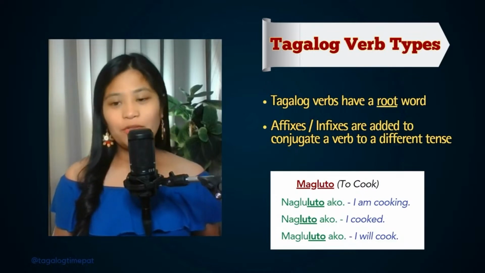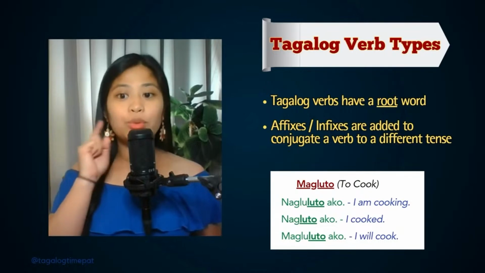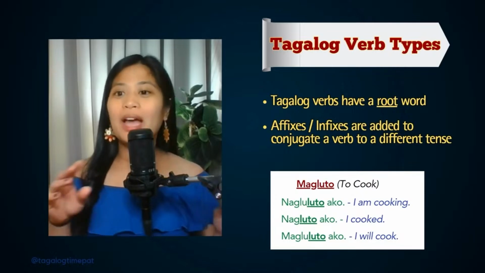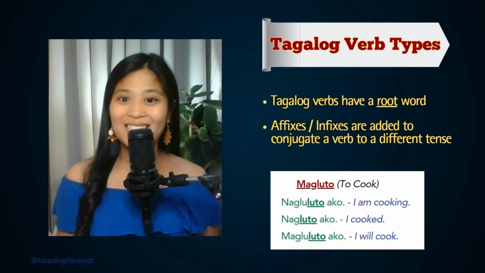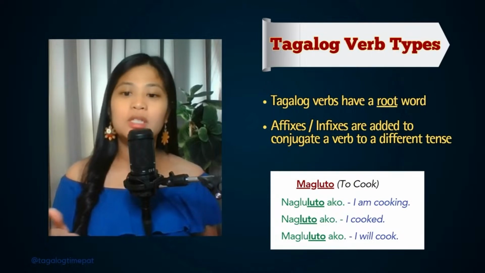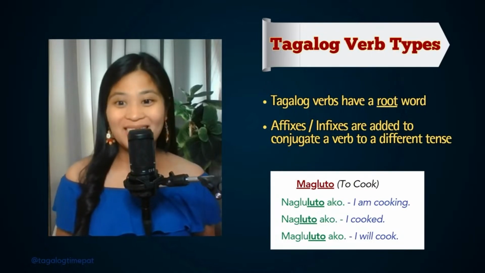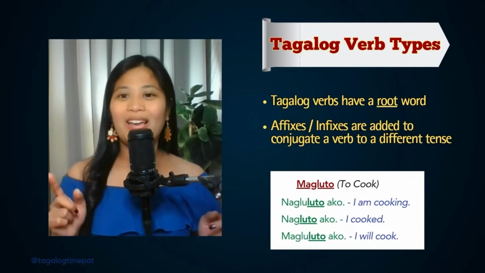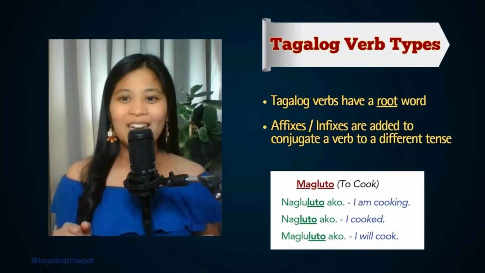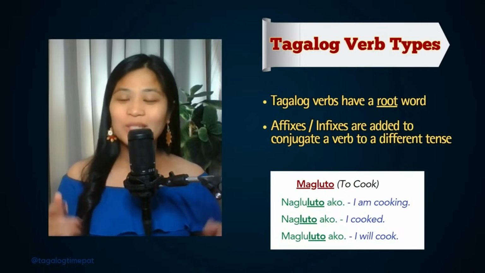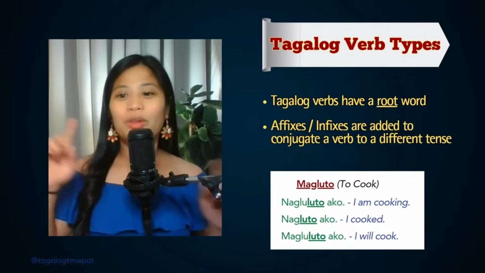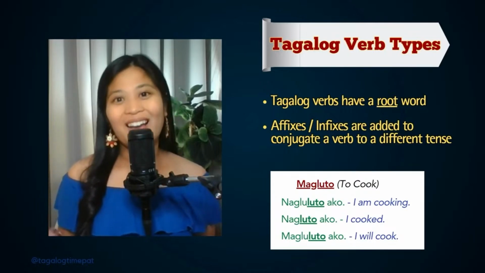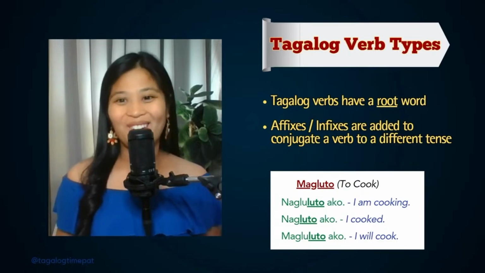And what I want you to get from this slide is that if you can pick out the root word in a conversation, then that's kind of half of the battle, right? Try to pick out root words that you can recognize and then use context clues to determine what is actually being said. So if I heard someone say, oh, nagluluto ako ngayon, then I would say, oh, okay, I know luto means cook. Are they saying that they're cooking right now, or did they cook something yesterday, or will they be cooking tomorrow? So just kind of try to pick out the root words that you know and then kind of go from there for the translation of Tagalog.